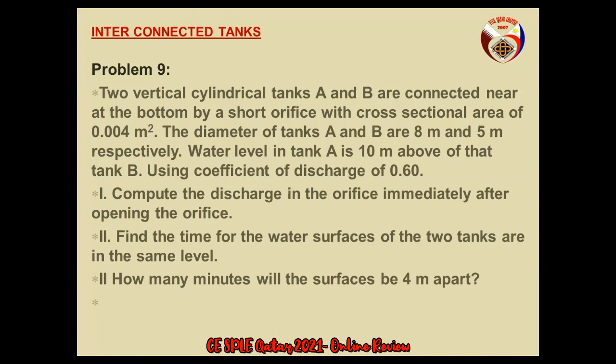Two vertical tanks near the bottom are connected by a short orifice with a cross-sectional area of 0.004. The diameters of tanks A and B are 8 and 5 respectively. The water level of tank A is 10 meters above that of B. That is the difference in height between A and B, the difference in level of the surfaces. The coefficient of discharge is 0.6. Compute the discharge in the orifice immediately after opening the orifice.